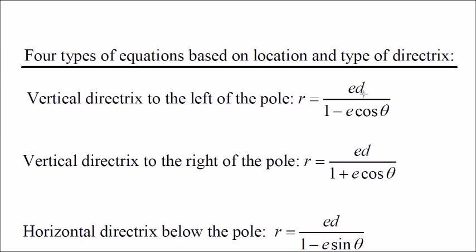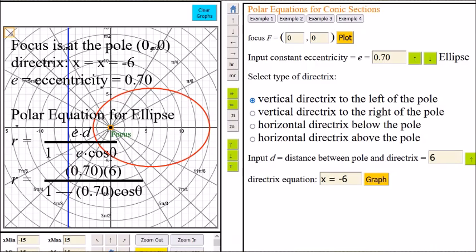D is the distance between the pole and the directrix. In this case, the directrix is vertical and to the left of the pole. If we have a vertical directrix to the left of the pole, then the corresponding polar equation would be r equal to ed divided by 1 minus e times cosine of theta.